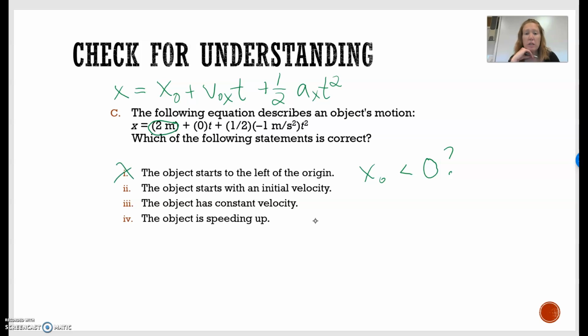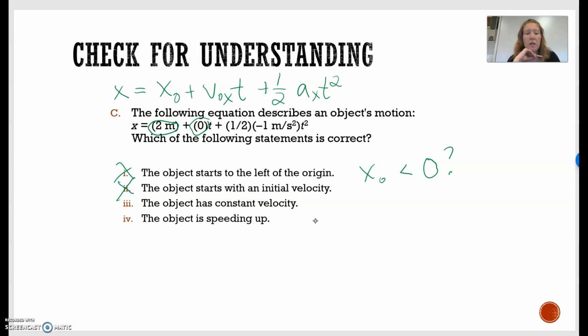The object starts with an initial velocity. Well, that's referring to v0x. And if I go looking for the coefficient that corresponds to v0x, I see a 0 there. So it began with 0 velocity, not some other number. So this one is out.